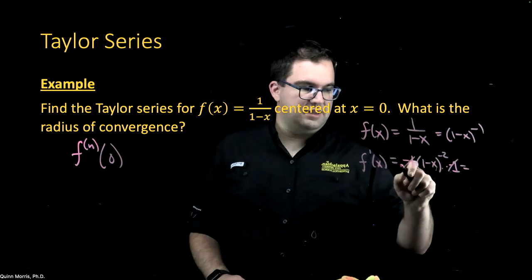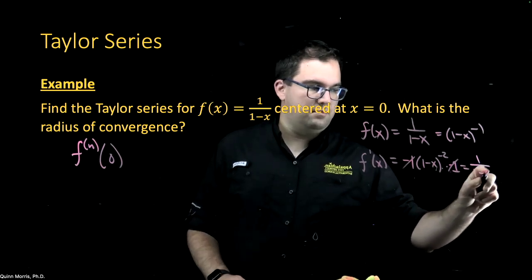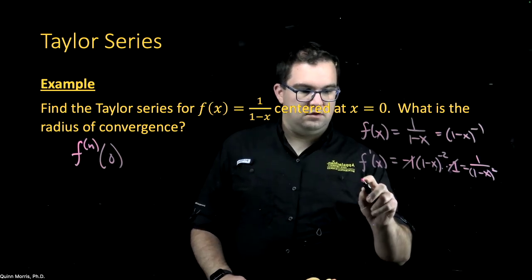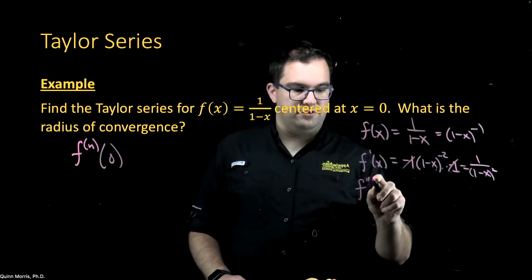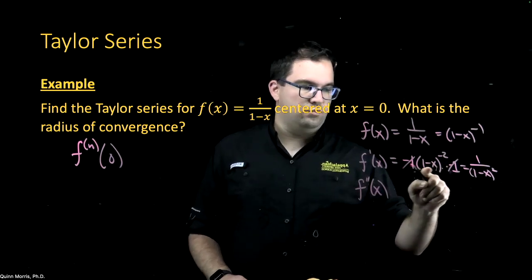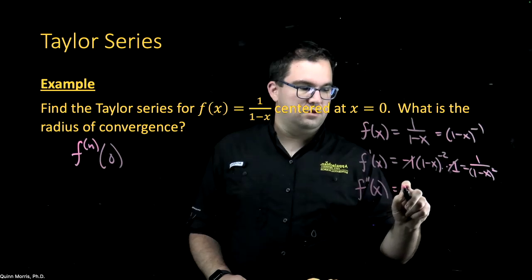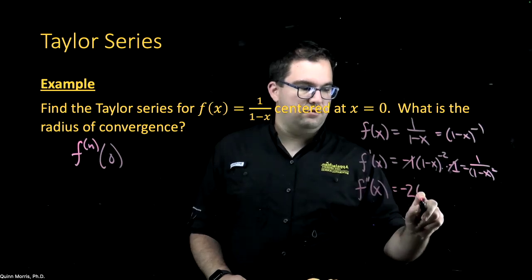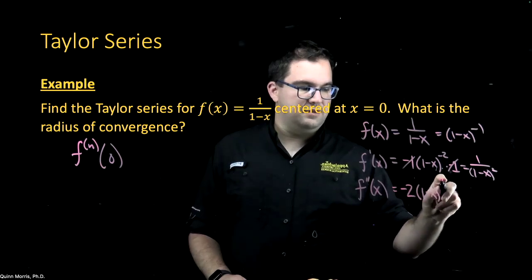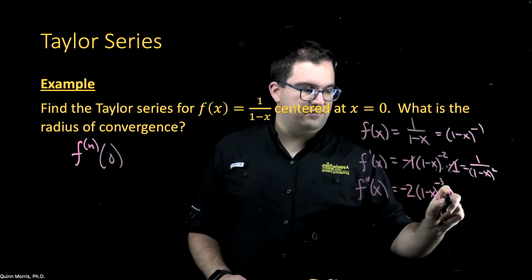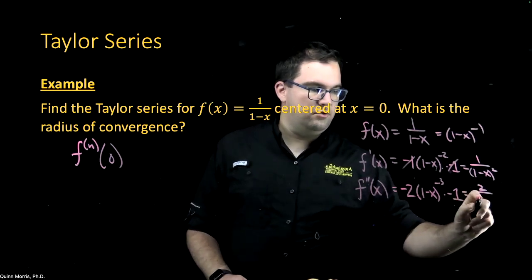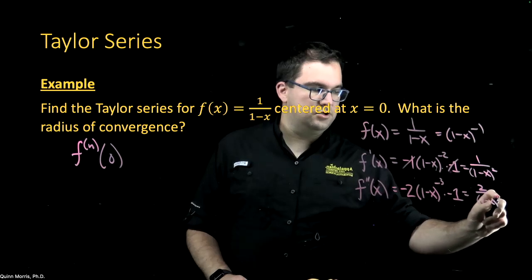So the -1 times -1 just gives me 1. I get 1 over 1 minus x squared. Now, what about the second derivative? Okay, I got to take a derivative of this. This is really 1 minus x to the -2. So the -2 is going to come down times 1 minus x to the -3, but then times the negative from the inside derivative. So I'll get 2 over 1 minus x cubed.